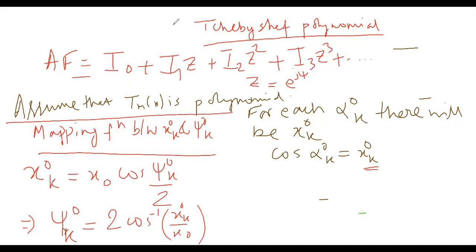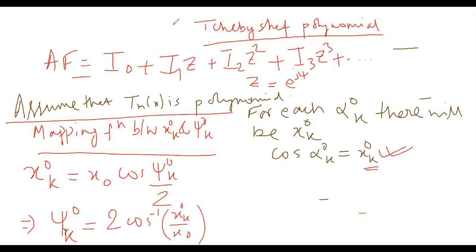So to brief it, first of all, we found the corresponding roots of the Chebyshev polynomial. These are the corresponding roots of the Chebyshev polynomial. Now this is not over. We have to find the roots of the array factor, right? For that we are using this mapping function. Since we are using this mapping function, we can easily find psi naught k. Once you find psi naught k, you can easily do e to the power j psi naught k to find the roots of the polynomial.